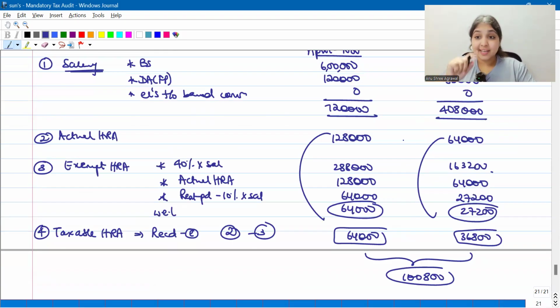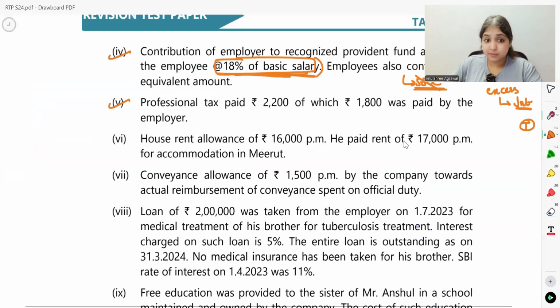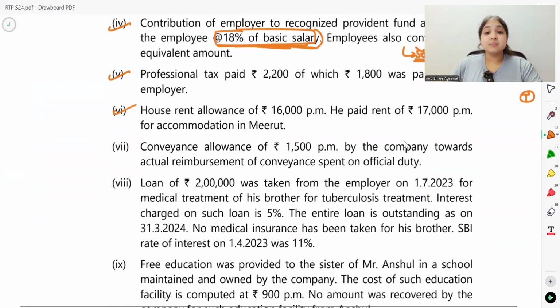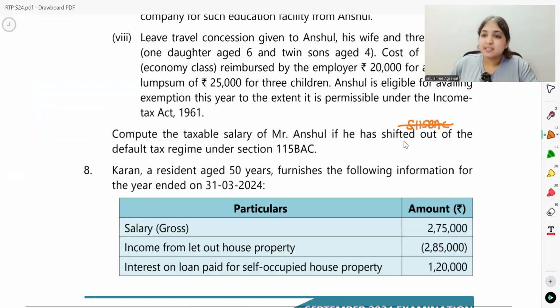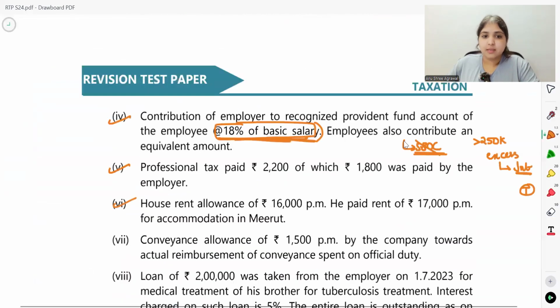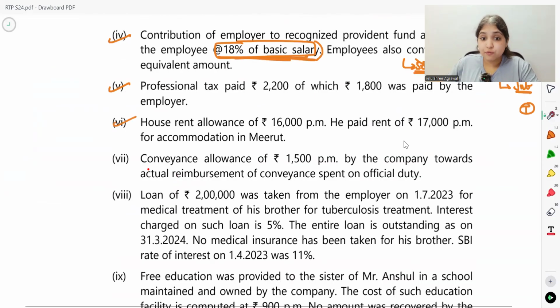Please remember, HRA exemption assessee will get only if assessee is paying rent, first of all. Alright, so this is it with my 6th subdivision HRA adjustment. Then comes the 7th adjustment. Conveyance allowance of 1,500 per month by the company towards actual reimbursement of conveyance spent on official duty. So how much conveyance allowance assessee received? 1,500 into 12, which is 18,000, guys.